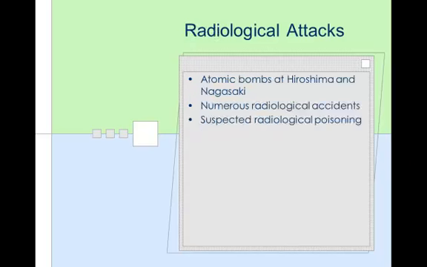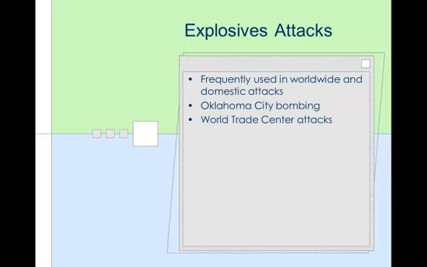There's also radiological attacks. Think of Hiroshima and Nagasaki. We've had numerous radiological accidents over the years, like Chernobyl. People have had suspected radiological poisonings and increased incidences of cancer and leukemia in those areas, although the government will always say that they've never really proven anything. You kind of wonder.